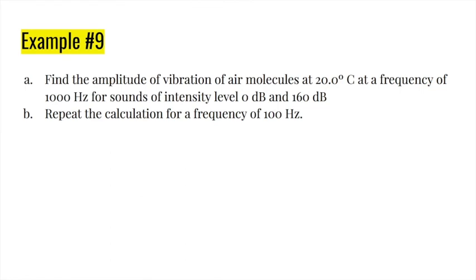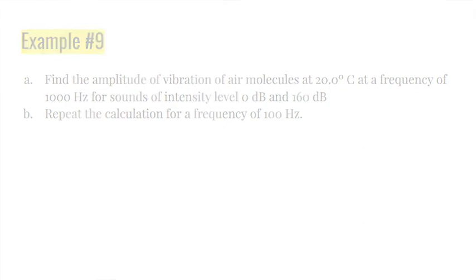For example 9, similar kind of situation, only we're going to see how frequency affects intensity level. For example number 9, we're actually looking for the amplitude of some sound waves as they travel through the air. So in part A, we're looking at a 1000 hertz frequency, and we want to look at it at 2 different intensity levels, 0 decibels and 160 decibels. And then in part B, we'll look at the same calculations, but with a 100 hertz signal instead of 1000.